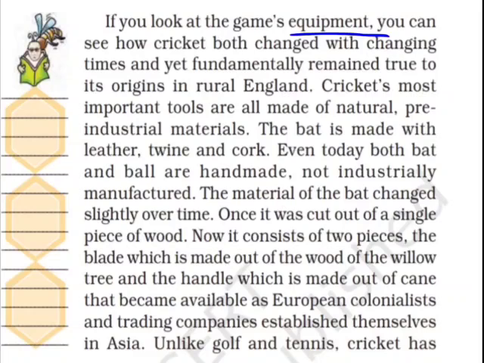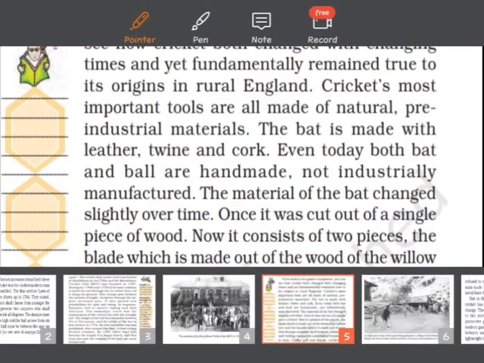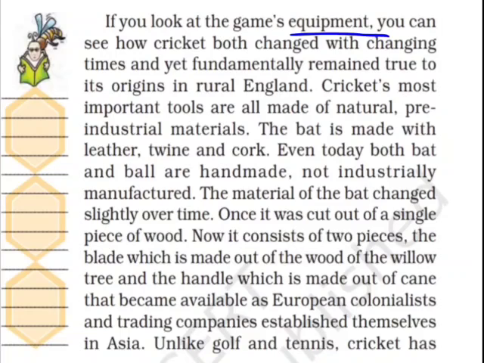The straight part, the flat part of the bat, is made of which wood? Willow tree wood. And the handle is made by cane. So this little change only happened during the time. Became available as European colonialist and trading companies established themselves in Asia. So these companies, these European colonialists means the European white rulers, and the companies which were doing the business for them, or those people only doing business, they started to establish themselves only in Asia.